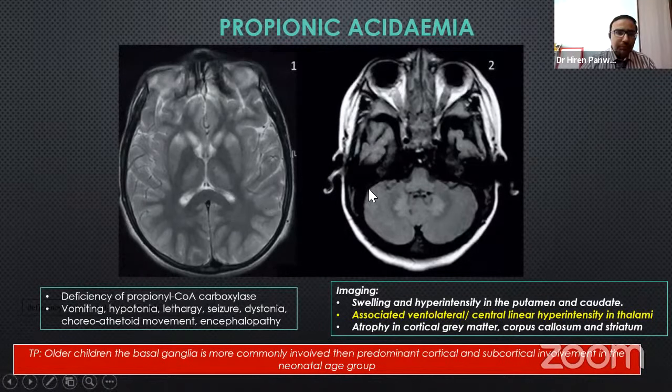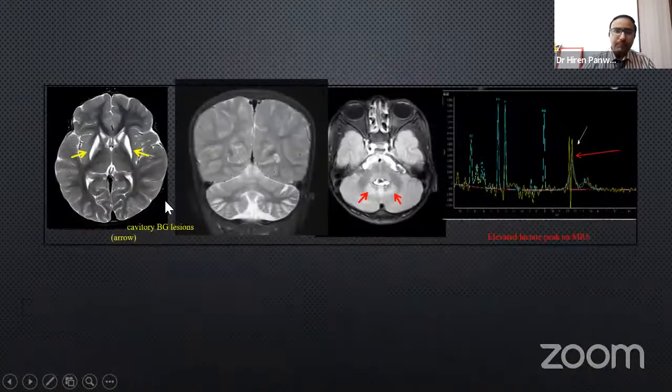They have observed that in older children the basal ganglia were more commonly involved as compared to the neonatal age group. In the neonatal age group, there is a different kind of MRI finding: involvement of the cortical and subcortical white matter, which can show restricted diffusion in the acute phase. So these are the hallmark features of propionic acidemia.